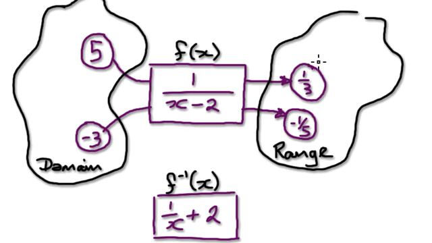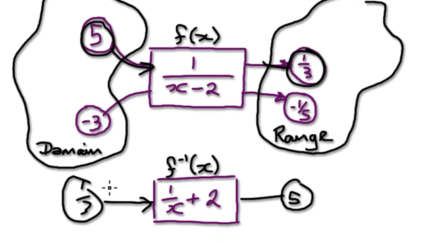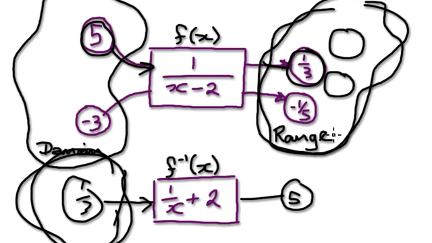So for example, remember, if you put the 5 into the original function, it will spit out the third here. Now, if you put a third into this machine, it will spit out the number 5. So you see, the domain for the inverse function is really the range, because what you can put into this machine here is what's been spat out over here. What's been spat out over here is what you can put into the inverse function.